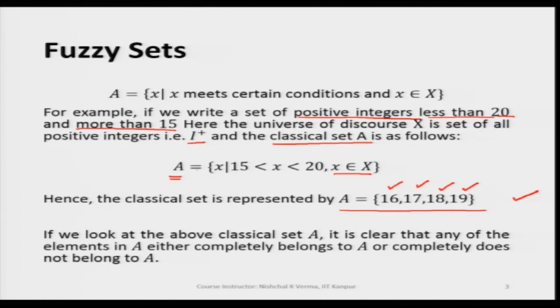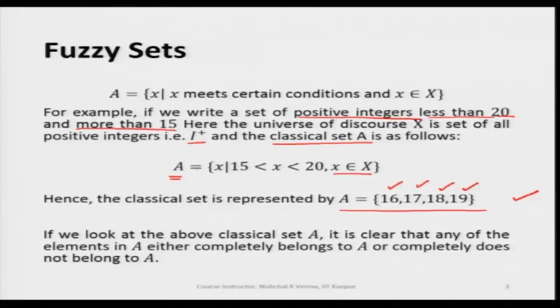Now, a very important point that we should note is that the elements that are present in the classical set are completely present. What do I mean by completely? It means 16 is present with 100%, 17 is present with 100%, 18 is present with 100%, 19 is present with 100%. So, in a classical set, all the elements that are present are present with 100%.